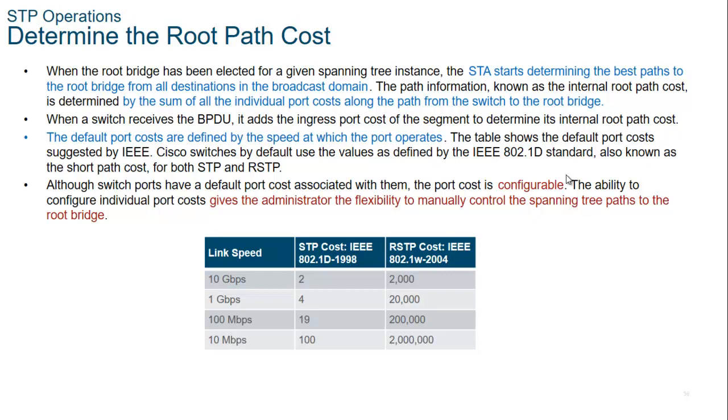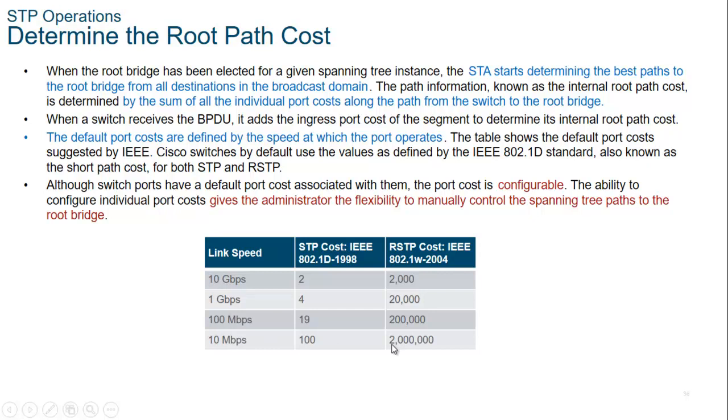Cisco switches, by default, use the values as defined by the IEEE 802.1d standard, also known as the short path cost, for both STP and RSTP. RSTP is Rapid Spanning Tree Protocol. So if you see here, different link speeds have different costs assigned to them. And the cost between STP and RSTP is different. But what you take away from here is that the lower the link speed, the higher the cost.